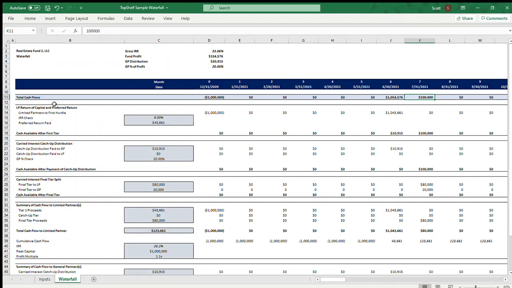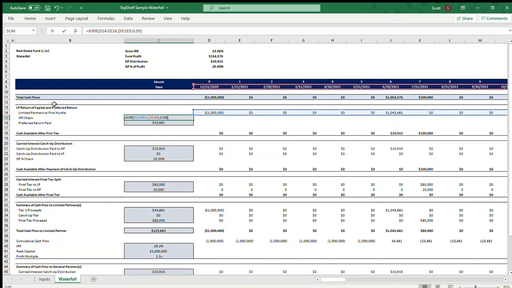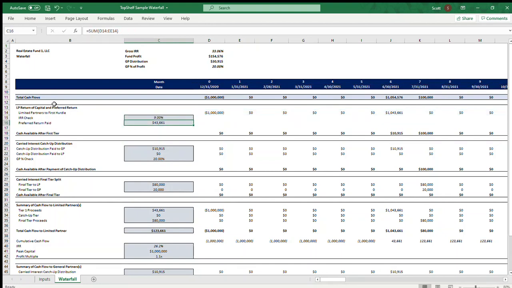Now we'll go into the waterfall and show you how this is calculated. So this line up here, D11, is the capital contribution that the LPs make, and you can see it's $1 million right now. Over here, we have two distributions. So this first tier is the preferred return, which calculates how much of this distribution the LPs should receive to get their preferred return. You can see that they're supposed to get $1,043,661. And if we take their capital contribution and that distribution and the dates, we can run an IRR check on this to make sure that they're getting their preferred return.